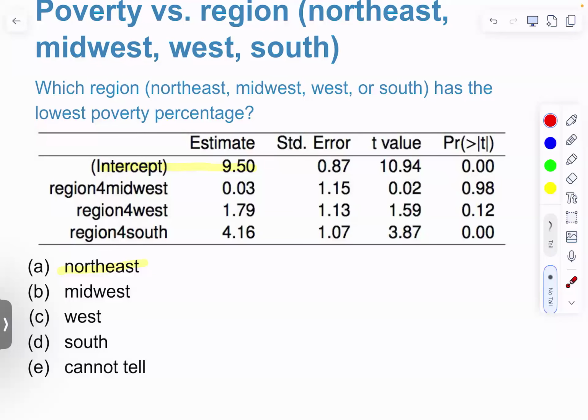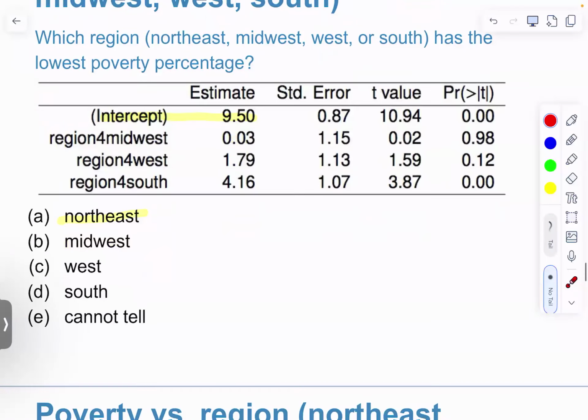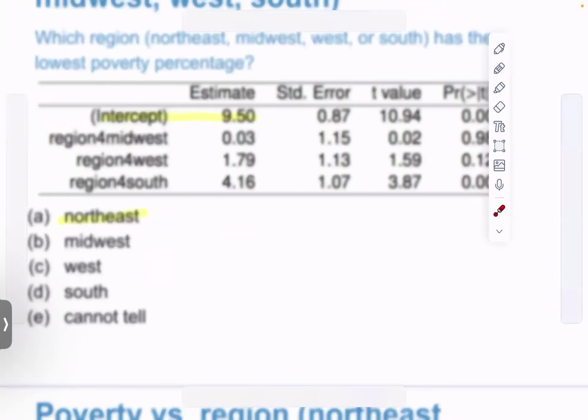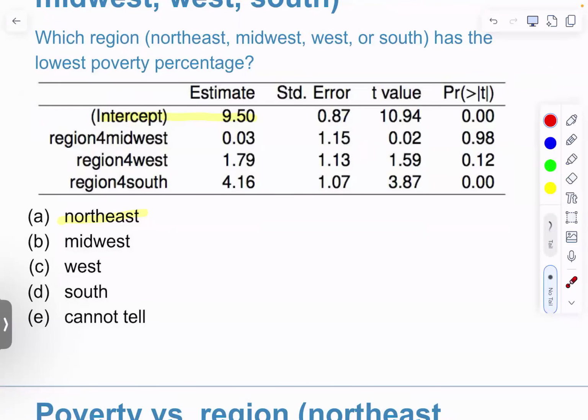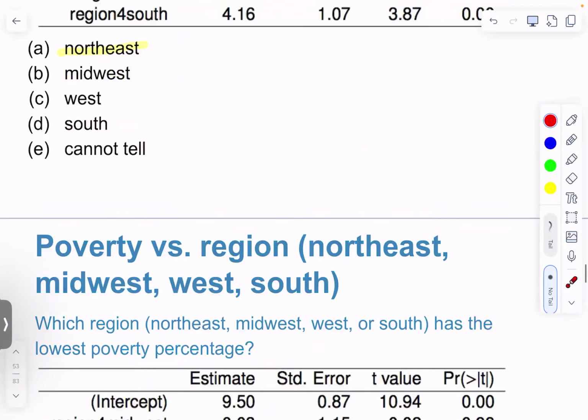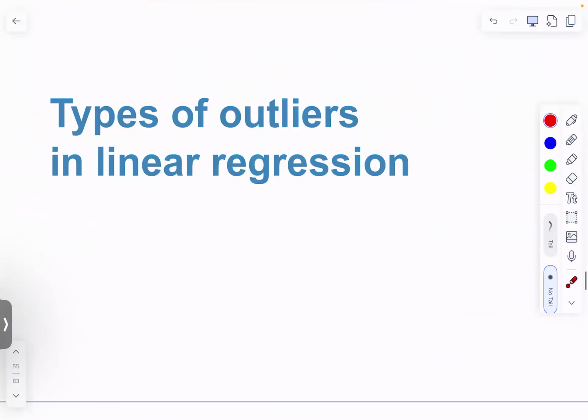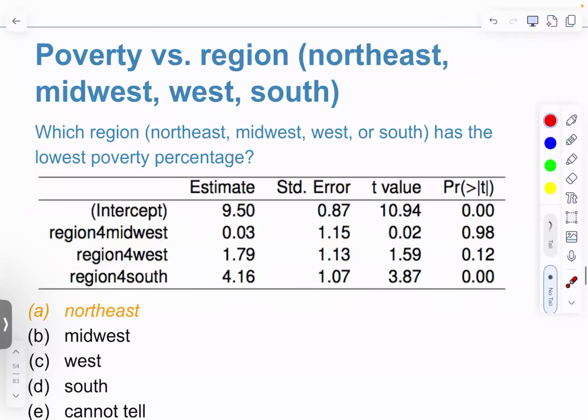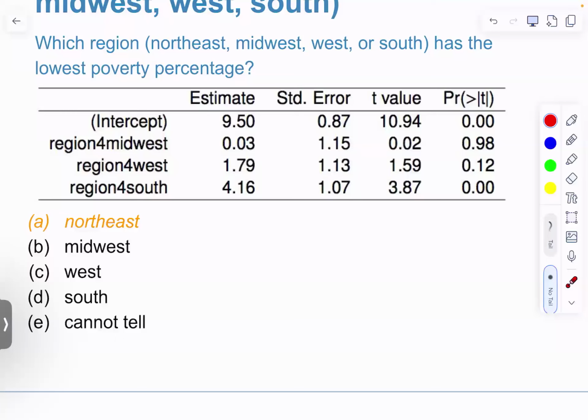Let me try it. 1.79 divided by 1.13. Rounding gets weird. I get 1.58, but it has more decimal places behind the scenes. I don't want to make a note about that yet. Or maybe I do. So here, let's do this.